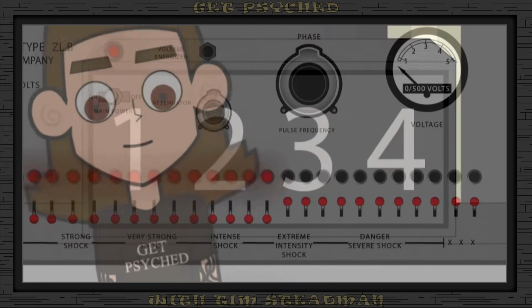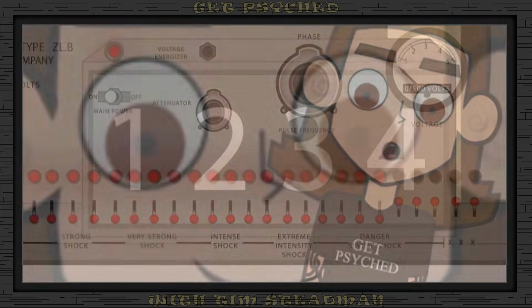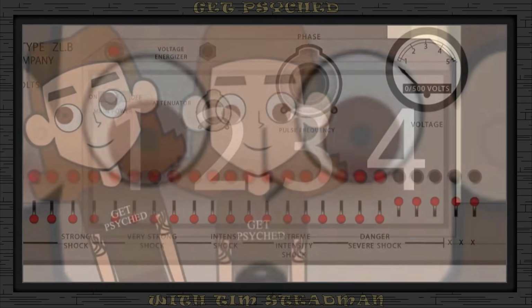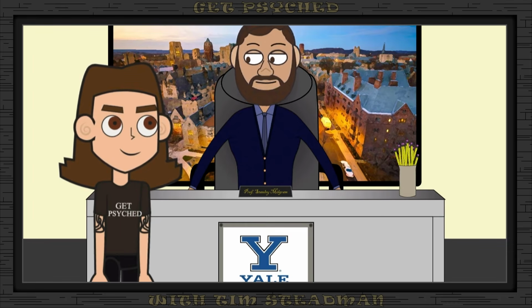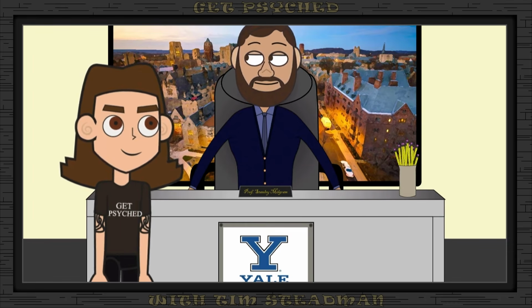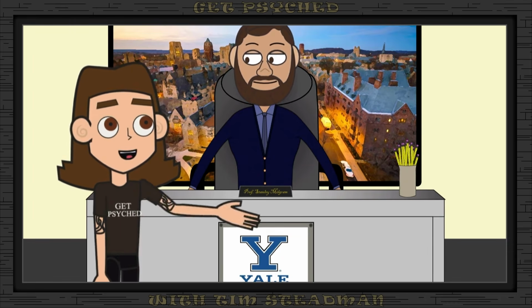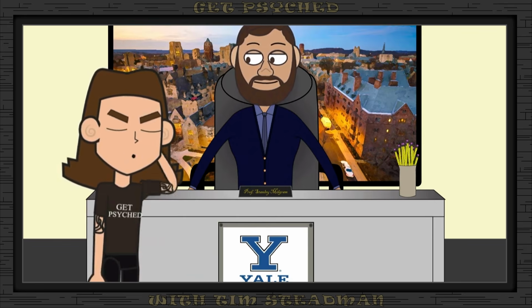A shocking number of participants kept delivering the shocks even when the learner appeared to be in serious pain, simply because the experimenter told them to keep going. Milgram's study revealed just how much we're influenced by authority, and it raised important questions about personal responsibility and moral decision-making in the face of pressure.